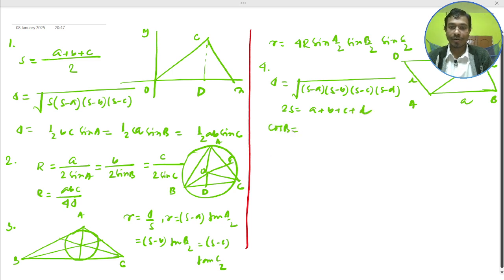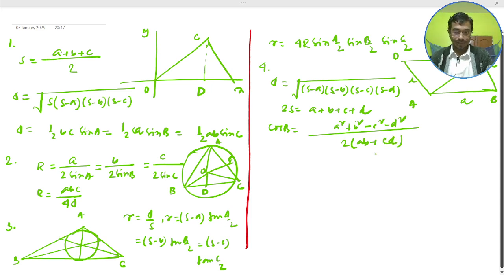So here cos B is equal to (a² + b² - c² - d²) by 2(ab + cd). Last one: the radius of the inscribed and circumscribed circle of a regular polygon. This is important for JEE Advanced.